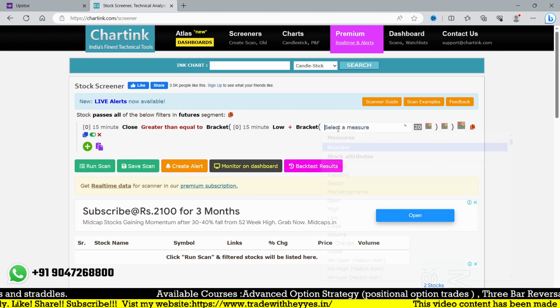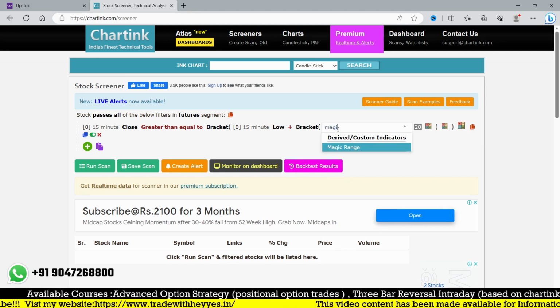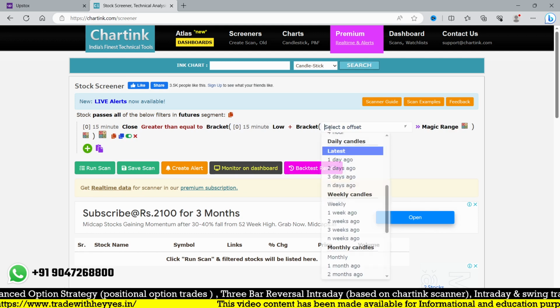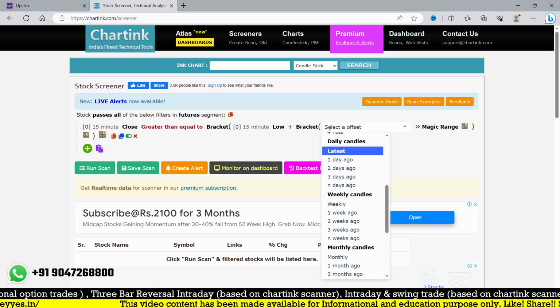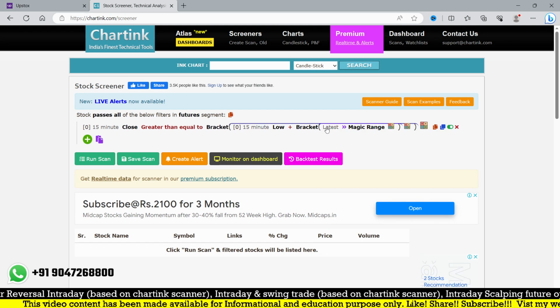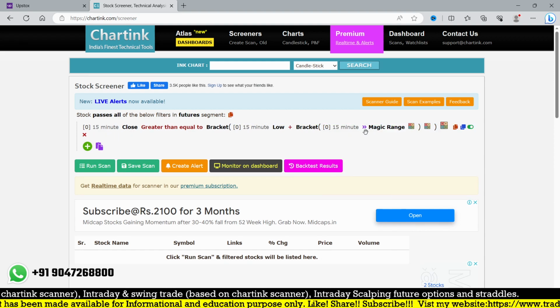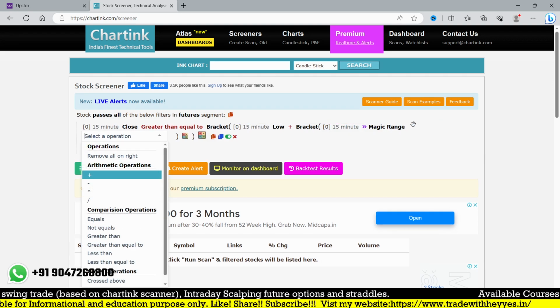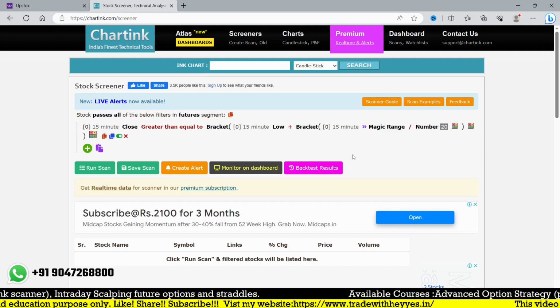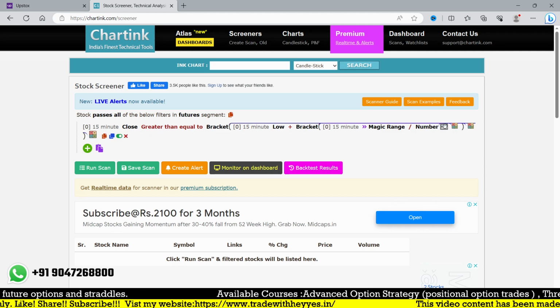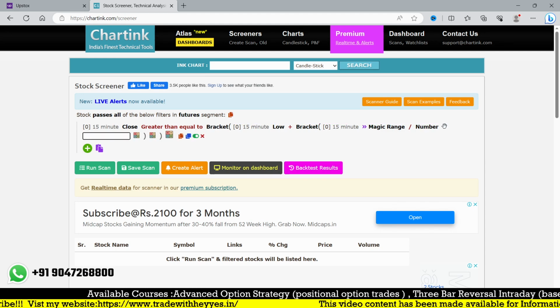Here it's a custom indicator. It will not be available in yours. So this is one which we created as a custom one. Okay, so that 15 minutes, in this case 15 minutes, and we can divide by number 3. So these are the conditions which I'm going to use for the scanner.